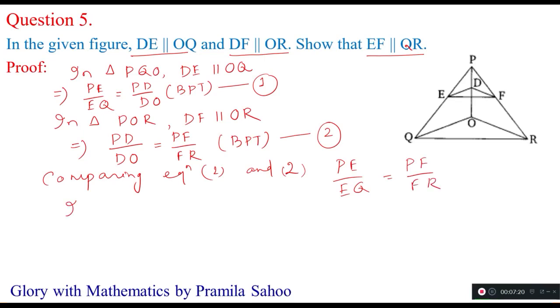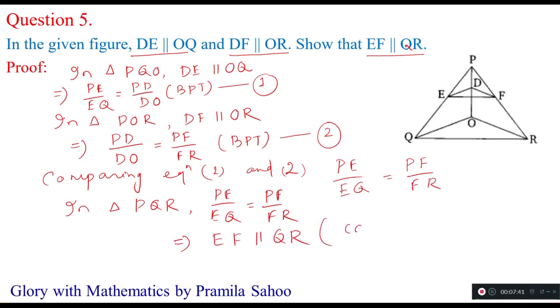So in triangle PQR, PE by EQ is equal to PF by FR. So this implies EF is parallel to QR. This is due to the converse of BPT. So it is proved.